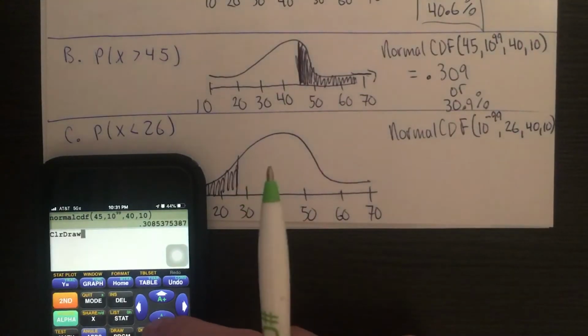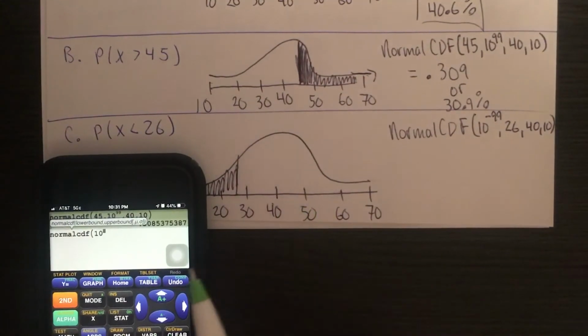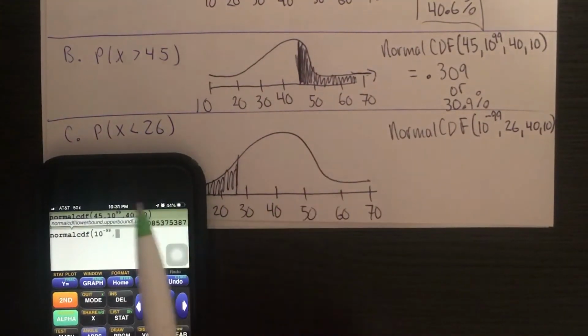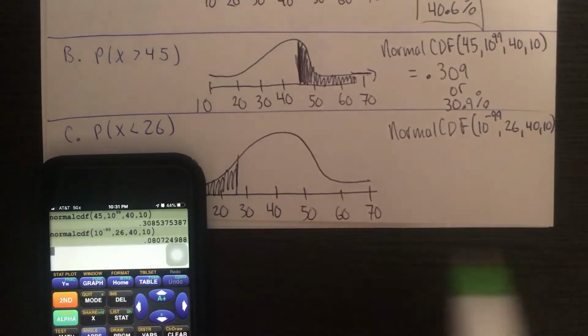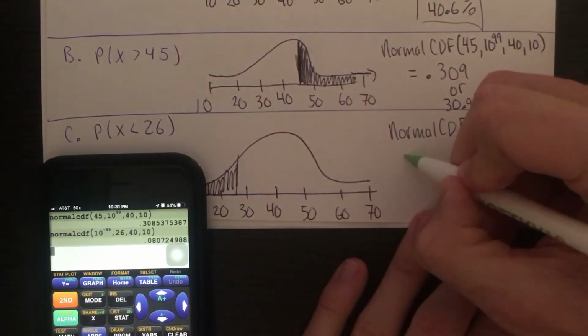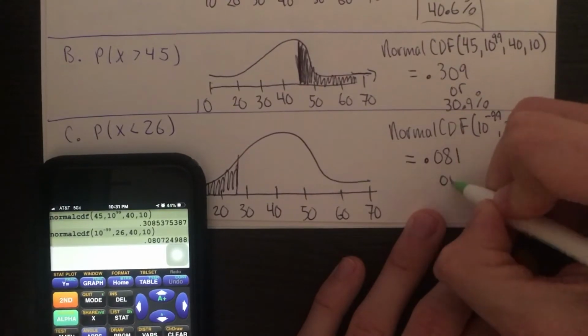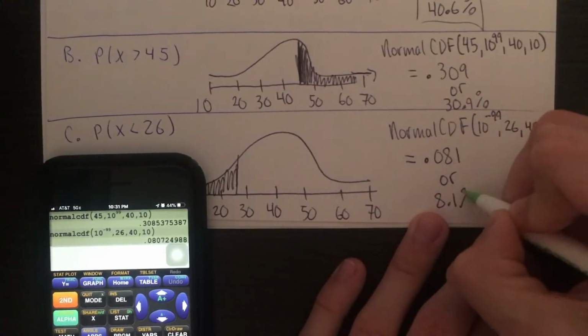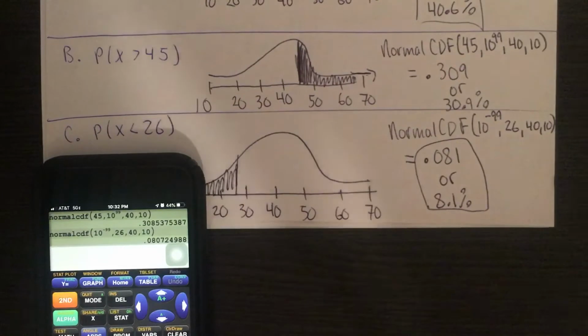So again, I'm going to hit second, I'm going to hit vars, go to normal CDF. 10 to the negative 99, that's our lower bound. Our upper bound is 26. We've got 40 as the mean, and we've got 10 as the standard deviation. And it's going to add those together. So we're going to call that approximately 0.081, or 8.1%. That's the percentage of observations that are less than 26 in this normal distribution.